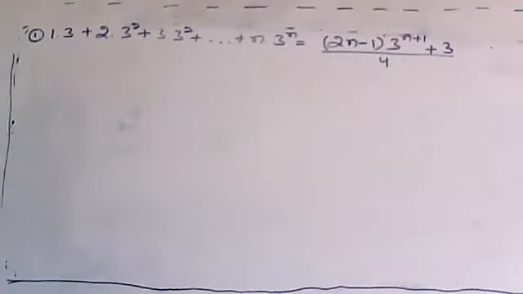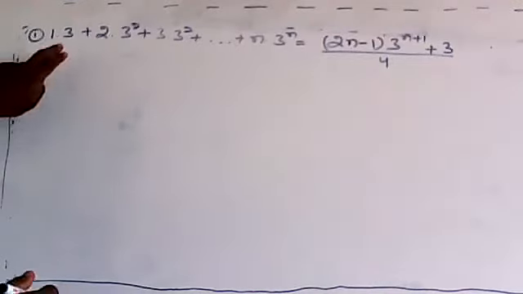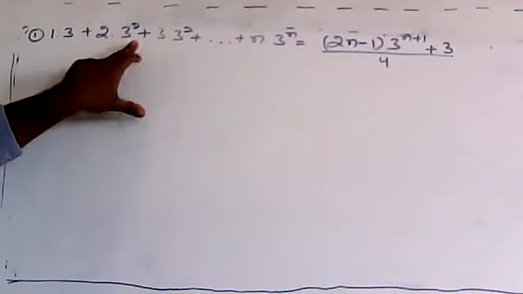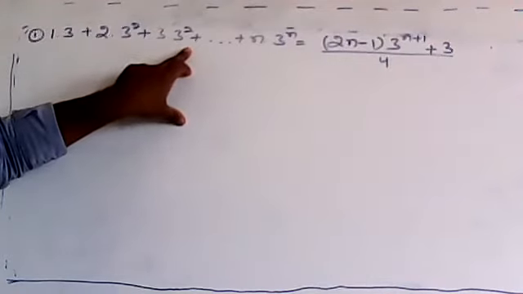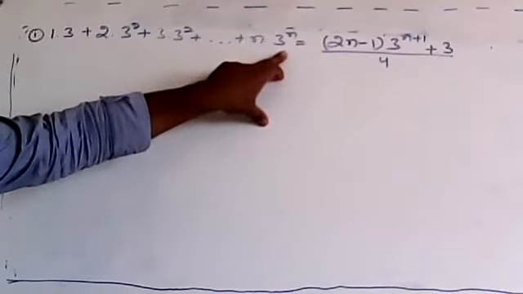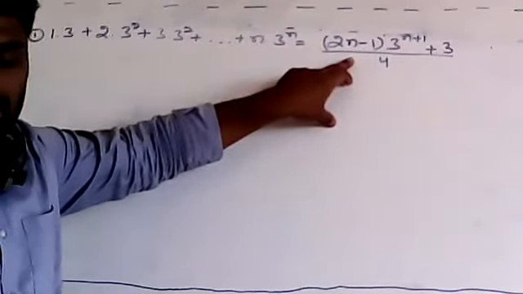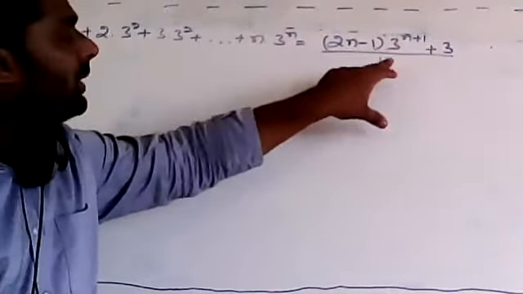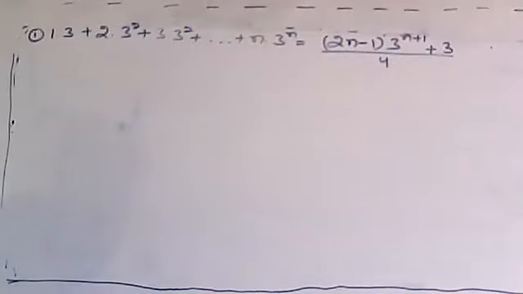Okay, same problem we are solving by using the principle of mathematical induction. This one is the same continuation of that one. So the problem is: 1 into 3 plus 2 into 3 square plus 3 into 3 cube and so on up to n into 3 to the power of n is equal to (2n minus 1) into 3 to the power of n plus 1, plus 3, divided by 4. That is the question.